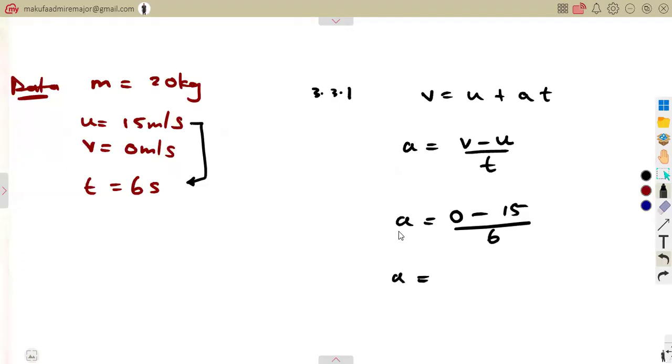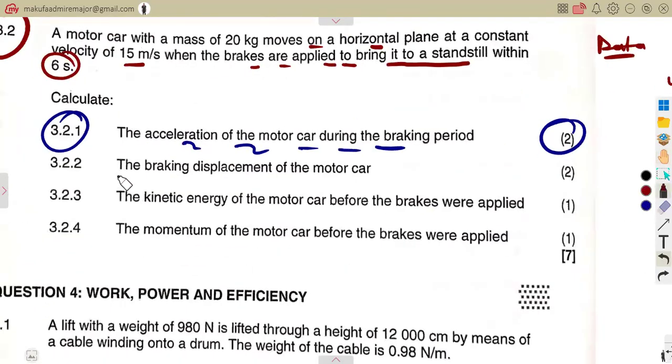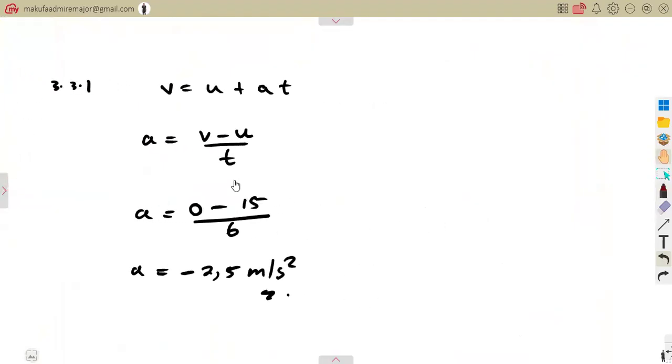So remember, it's braking. As it is braking, it is reducing the speed. So the acceleration is going to be negative. That's negative 2.5 meters per square second because it is braking. Then from there, the braking displacement of the motor car. So the braking displacement, just like what we had before, the displacement. Only that your acceleration is negative. That's what they are trying to say.